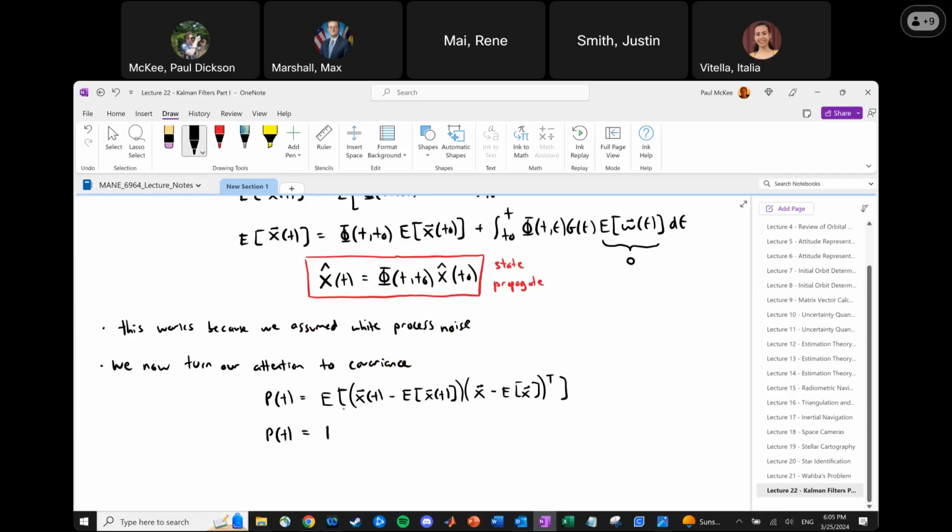This can be simplified to the expected value of x of t, x of t transpose, minus the expected value of x of t times the expected value of x of t transpose. So the thing is, we know this, right? We know the expected value of x of t because that's just what we already had. That's the state propagate step. So let's focus here.